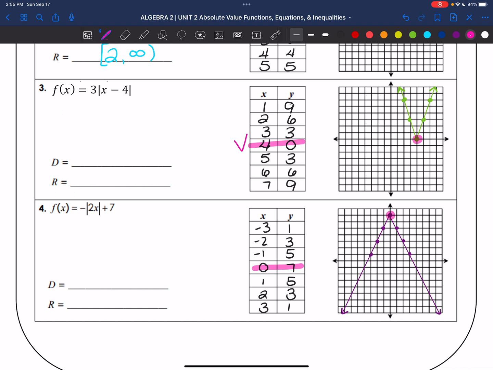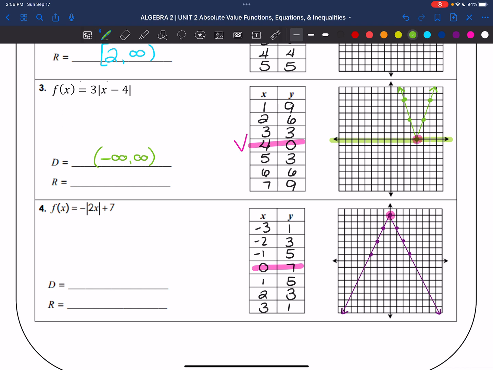Now let's go ahead and find our domain and range. Domain in green, horizontal. I'm noticing it starts here and goes out to the left forever and to the right, going out forever. Those arms are going left and right forever. So once again, this is a domain of all real numbers, negative infinity to infinity.